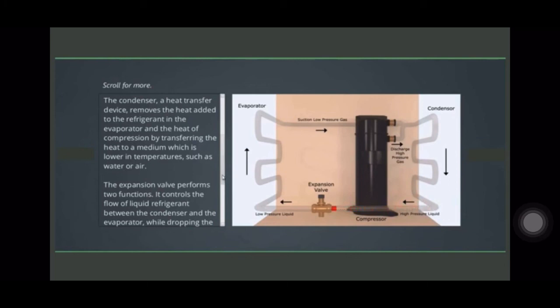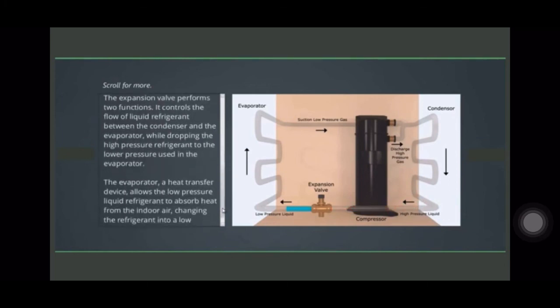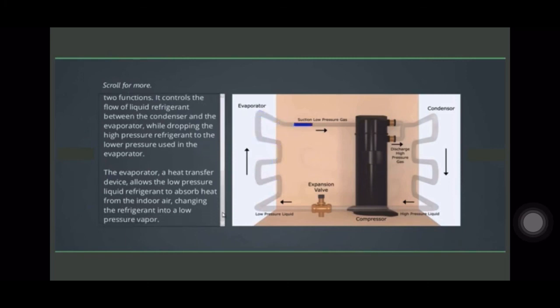The expansion valve performs two functions. It controls the flow of the liquid refrigerant between the condenser and the evaporator while dropping the high-pressure refrigerant to a lower pressure used in the evaporator. The evaporator, which is a heat transfer device, allows the low-pressure liquid refrigerant to absorb heat from the indoor air, changing the refrigerant into a vapor.